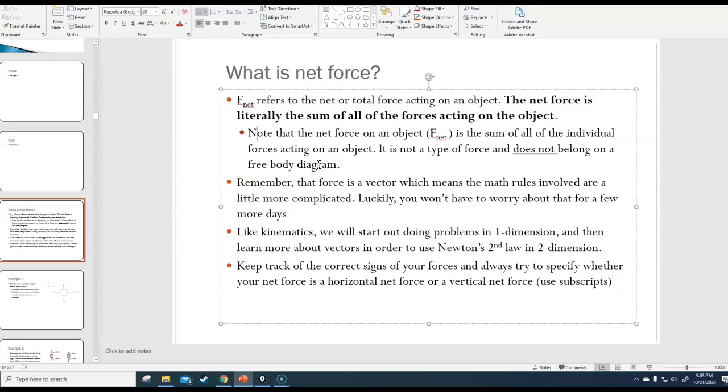Okay, so kind of like we did with kinematics, we're going to start off doing problems in 1 dimension, and we're going to step it up to 2 dimensions. And then in the next unit, we'll do more complicated 2-dimensional problems. Again, force is a vector. The direction matters. Pay attention to the signs of your forces, because you do have to take into account whether a force is acting in the positive or negative direction. Also, pay attention to whether you're talking about forces in the x direction or the y direction. And again, we'll do some examples so you see exactly what that looks like.